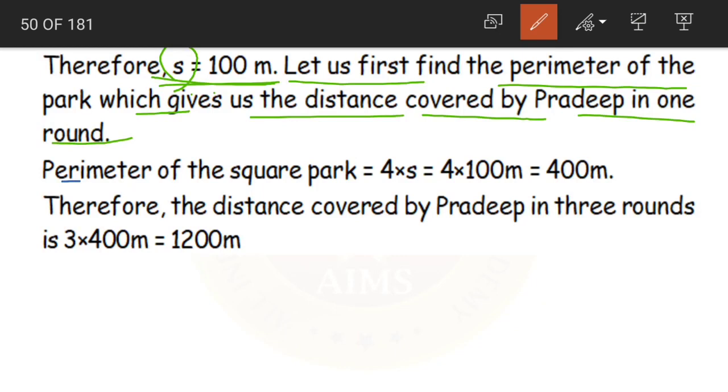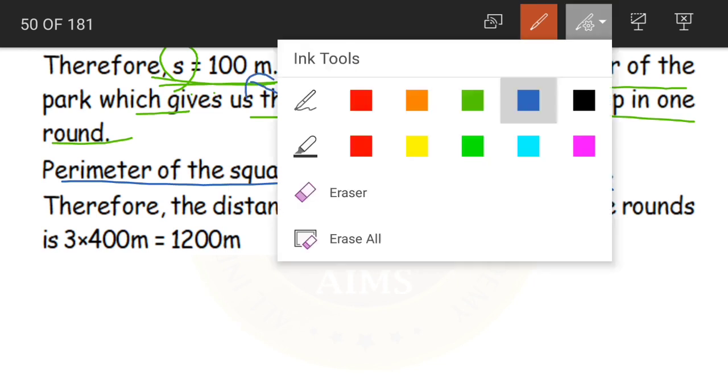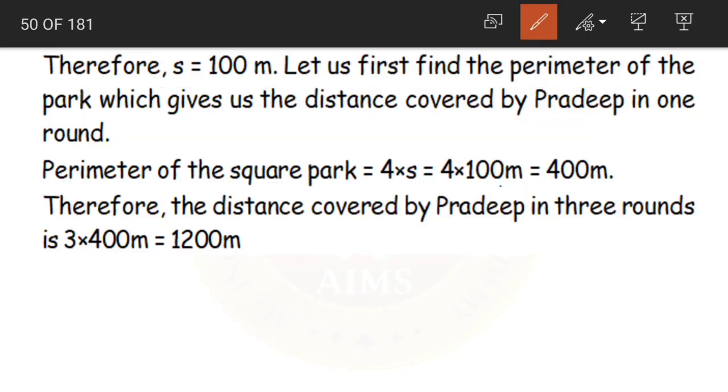So what is the formula for perimeter of a square, children? 4 into S. That is equal to 4 into 100 meters, since S is equal to 100 meters. Yes, 4 into 100 is equal to 400. And coming to the unit of measurement, in the question the length of the side is given in meters. So even the perimeter will be measured in meters.